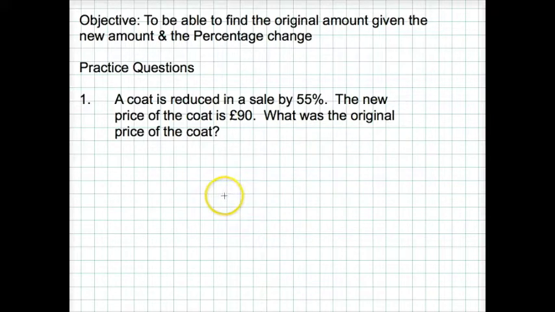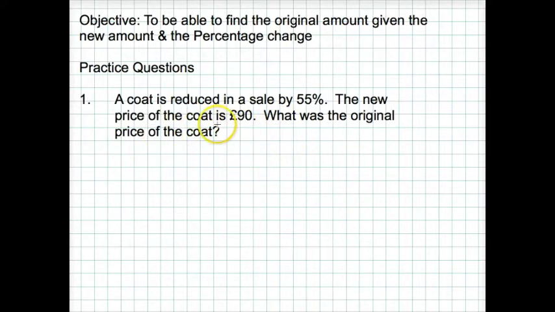Now this is a B grade question. This is one of the harder questions. It's known as a reverse percentage question. It will occur about halfway through the higher paper. So let's have a look at how we can do this.